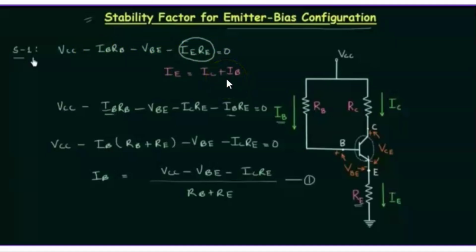Now we know that IE is equal to IC plus IB. तो हम लोग IE की वैल्यू यहाँ पे सब्सटीट्यूट कर देंगे and we are going to get the equation as VCC minus IBRB minus VB minus ICRE minus IBRE is equal to 0. Now from here we can calculate the value of IB, which is equal to VCC minus VB minus ICRE by RB plus RE. And इसको हम लोग equation 1 मान रहे हैं.